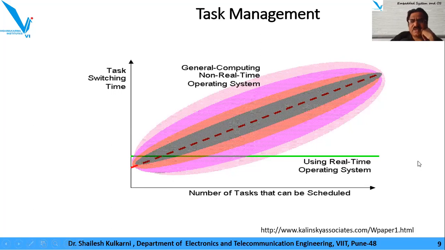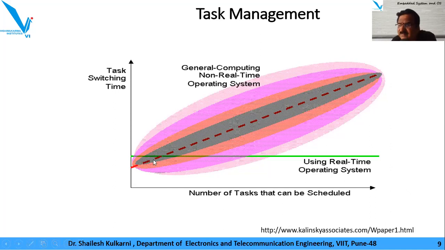You can understand that for a general computing or non-real-time operating system, if we maintain task switching time on the y-axis, and the number of tasks that are required to be scheduled on the x-axis, then you definitely get to know that for this general purpose OS, the GPOS, task switching time is a function of the number of tasks that can get scheduled.